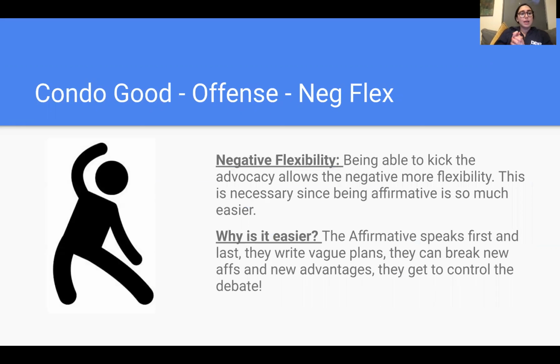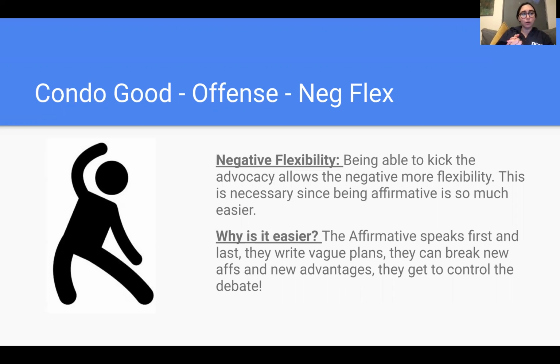So since we saw that sort of the extreme is conditionality, right? The negative can sort of kick it whenever it wants. We're going to talk about first what it's like to be negative when you're debating an argument that says that conditionality is bad. And then we're going to go through what it's like to be affirmative. So starting off with conditionality good. Why is it a good thing?